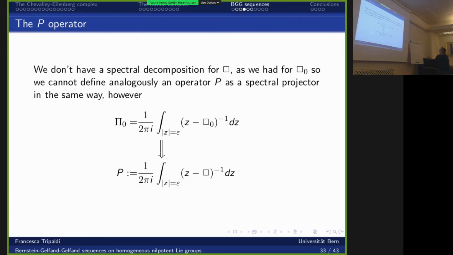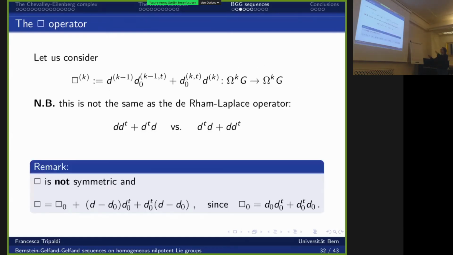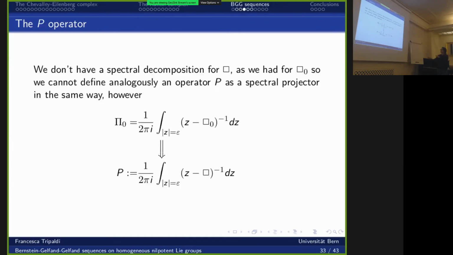So I cannot do the spectral decomposition. However, if I remember, the spectral decomposition, this pi 0 can actually be defined in this way using the residue theorem. So my best guess of projecting onto the kernel of pi: before I was projecting on the kernel of pi 0, of box 0, this time I want to project onto the kernel of that thing. So my best guess is this.